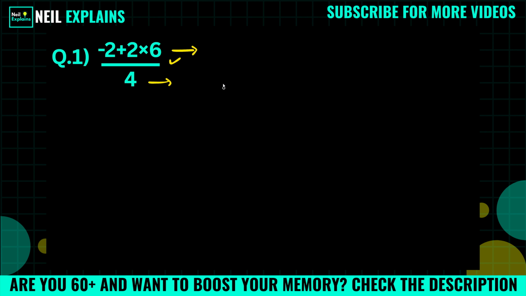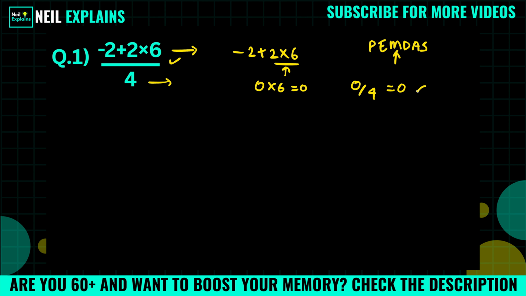Okay. So what we have in numerator is minus 2 plus 2 into 6. We will write PEMDAS here. First we will do this multiplication operation. Don't do it like minus 2 and plus 2 which equals 0, into 6 which equals 0, and 0 by 4 is equal to 0. So here this is the wrong way. So try to solve with the help of PEMDAS.